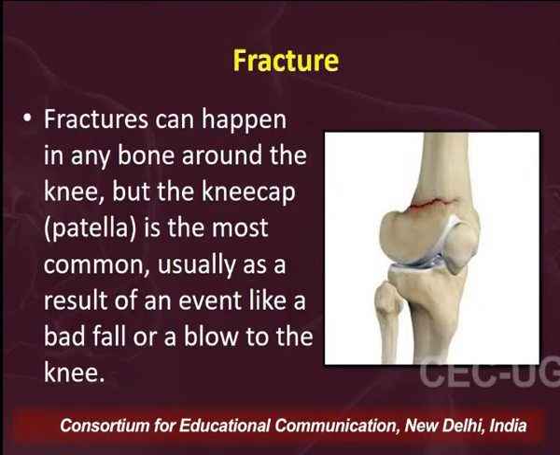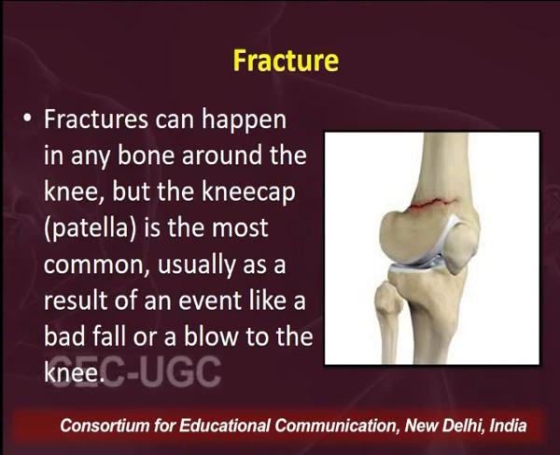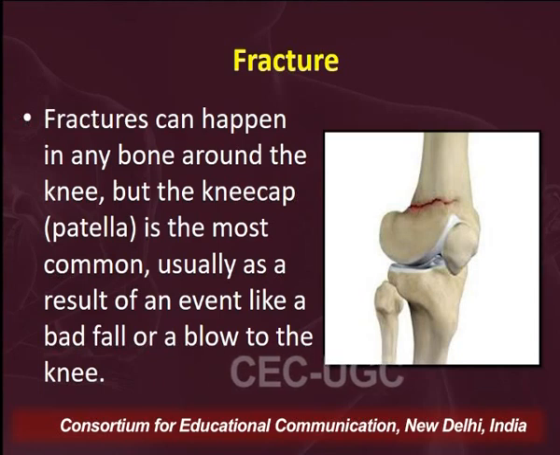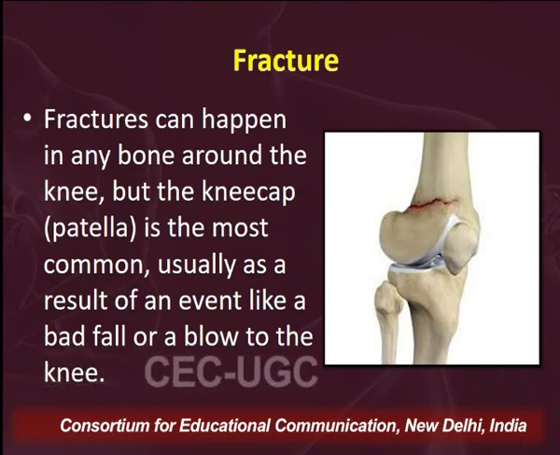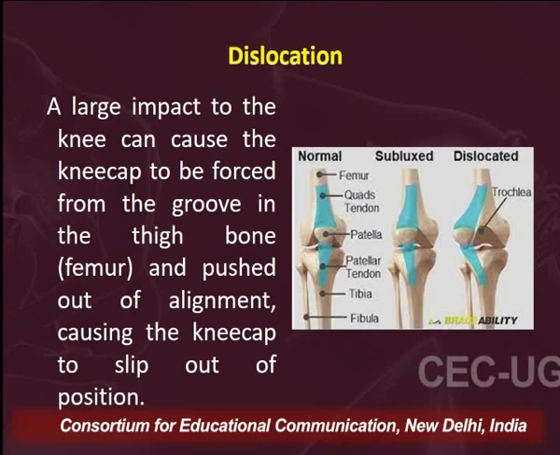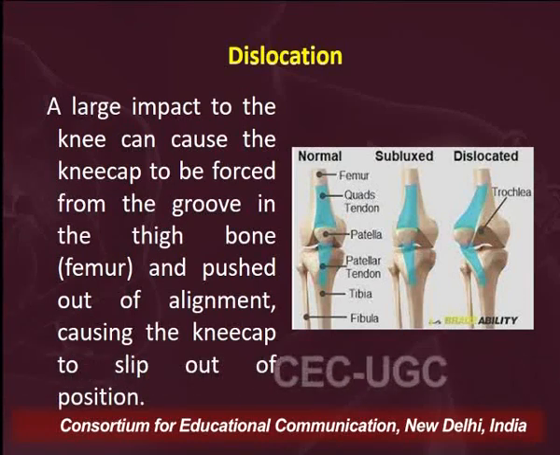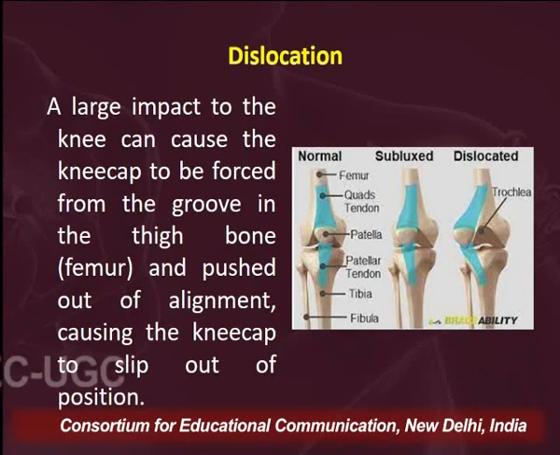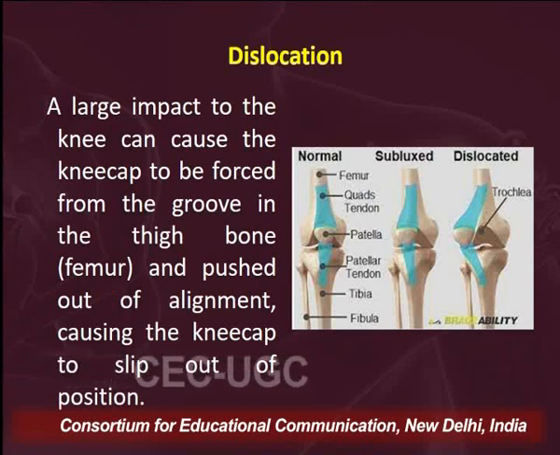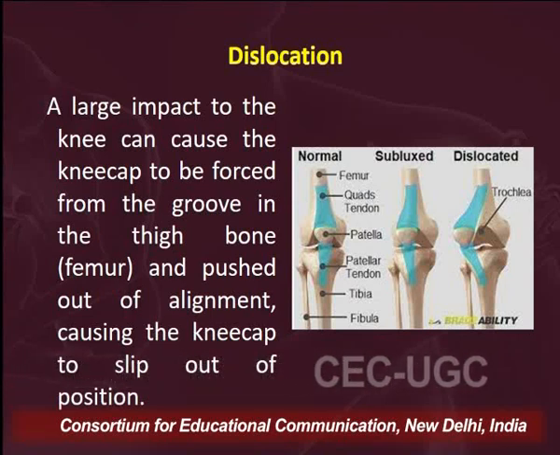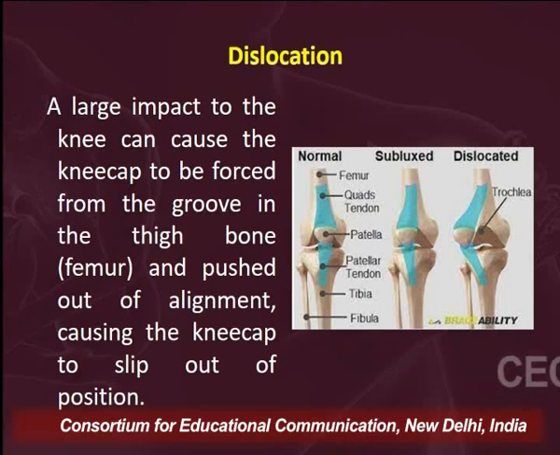Then fractures. Fractures can happen in any bone around the knee, but the kneecap or patella is the most common, usually as a result of an event like a bad fall or a blow to the knee. Then dislocation. A large impact to the knee can cause the kneecap to be forced from the groove in the thigh bone and pushed out of alignment, causing the kneecap to slip out of position.